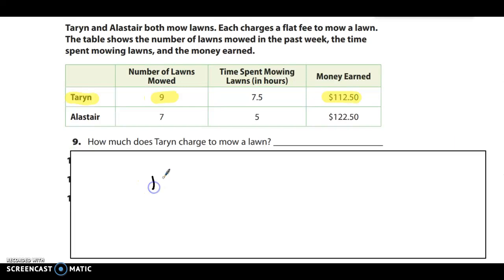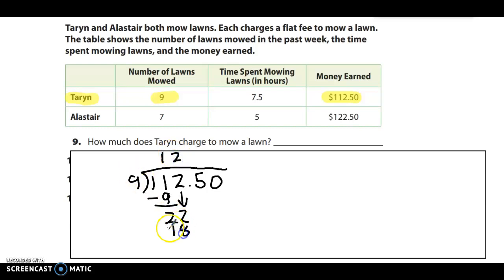So $112.50 divided by 9. 9 goes into 11 once. 9 goes into 22 twice. 9 goes into 45 5 times. 5 times 9 is 45. If you subtract that, you'll get 0, and then you bring this 0 down, and 9 goes into 0 0 times. My decimal comes straight up. How much money is that? It's $12.50.